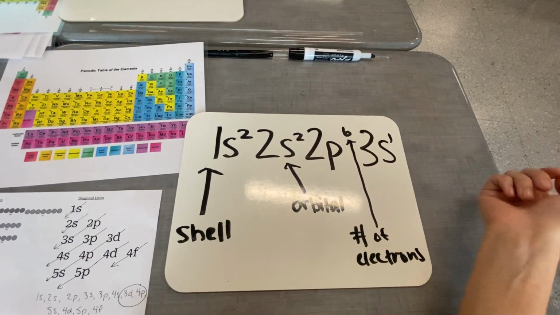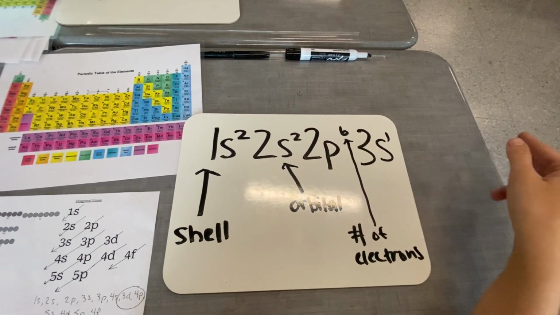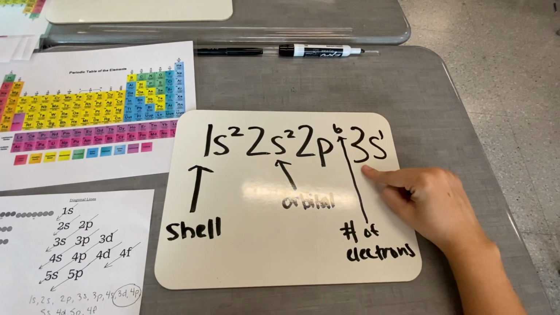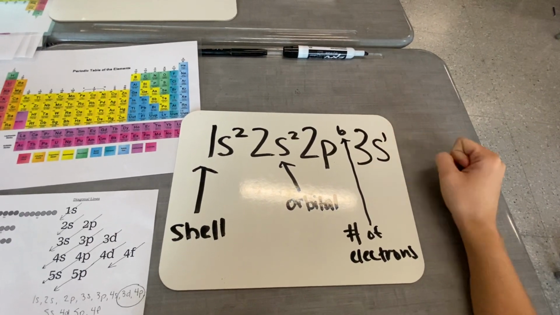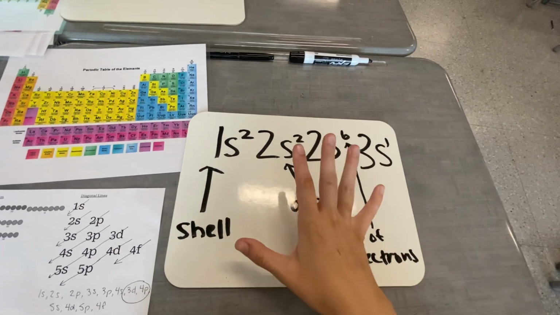If we wanted to know the number of valence electrons, the outer shell, we would go to our outer shell. So our biggest number is 3. And there's how many I have, 1 valence electron. So hopefully this will help us.